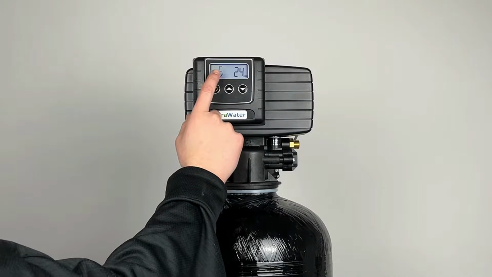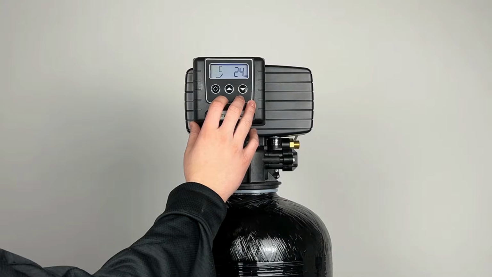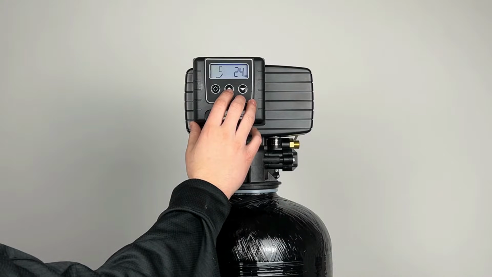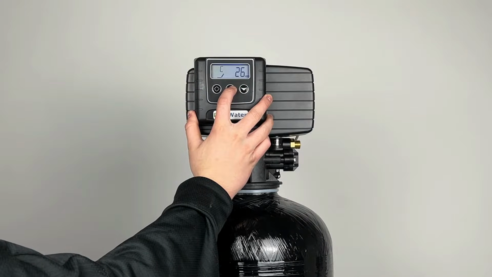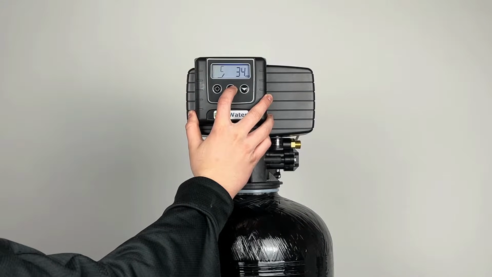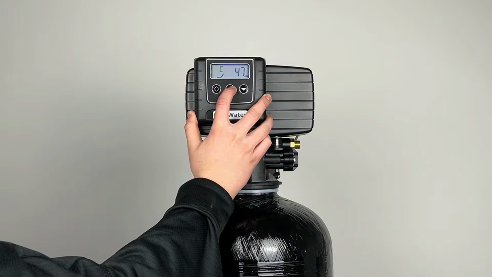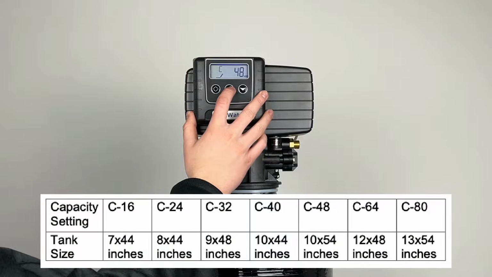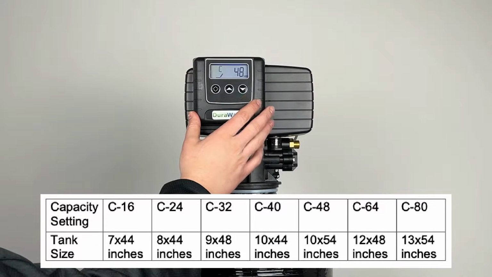For this C setting, it is dependent on what size system you have. So if you have a 48,000 grain softener, which for example's purposes I will be using in this video, you will go ahead and set this number to 48. So again, this is dependent on the size of your system, and I'll put a little table here on the screen so you can reference with what size your system is. It is pretty straightforward though.